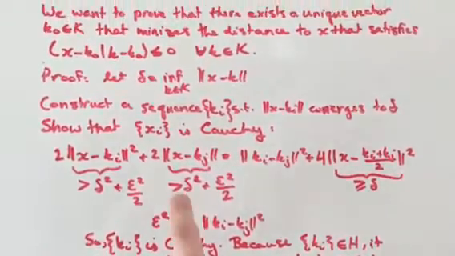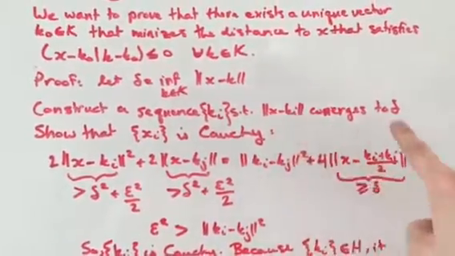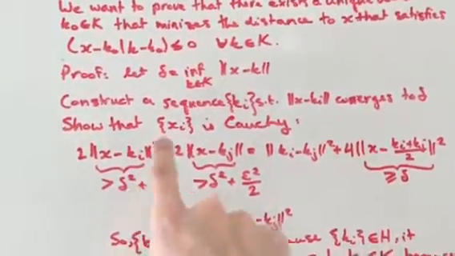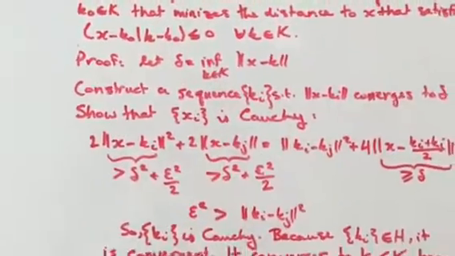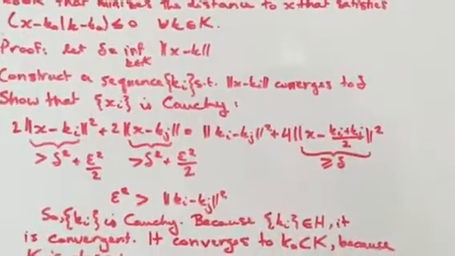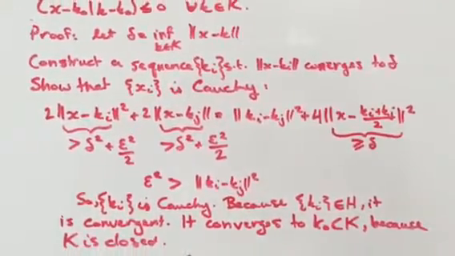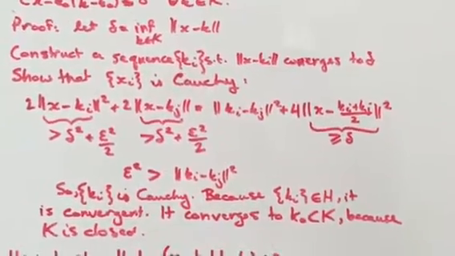So what we do first is we construct a sequence k sub i such that this norm converges to our delta. Now we want to show that our x sub i, and actually this should be k sub i, my apologies, is Cauchy. And how we do this is we take advantage of the fact that we are in a Hilbert space and that we can then use the parallelogram law.